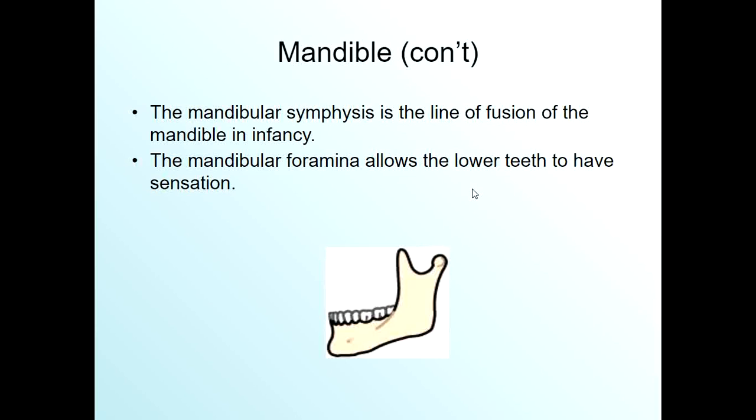And then, of course, our teeth have to be able to have sensation. So there are little holes, which are foramina. That's the plural for foramen. Foramina allow us to run nerves up to our teeth.